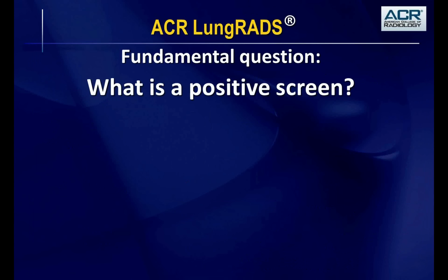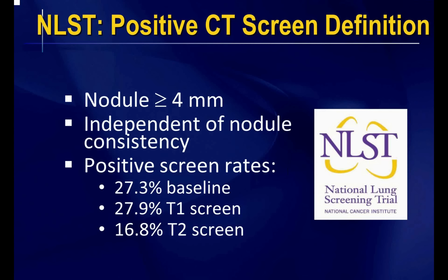A fundamental question that we had to address with Lung-RADS is, what's a positive screen? The NLST used 4 millimeters to define a positive screen. And when 4 millimeters or bigger is used, 27% of people had a positive screen at their baseline or next year's annual screen. This only fell to 17% at the 3rd year or T2 screen because nodules that were considered stable over 2 years could be considered benign, but were not required to be considered benign in that trial. So using a 4 millimeter size threshold means over 1 in 4 people in the first couple of years of screening would have a positive screen. And that results in the cost effectiveness that was seen in NLST.